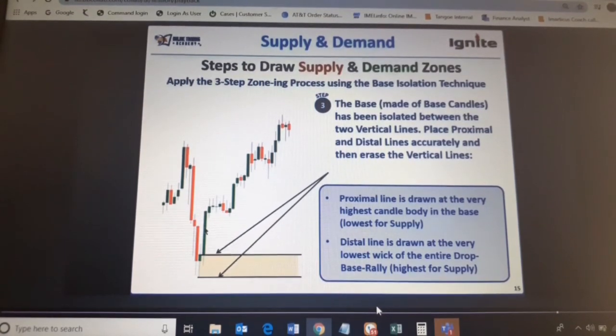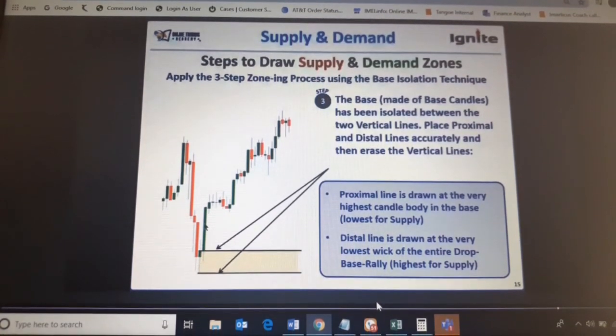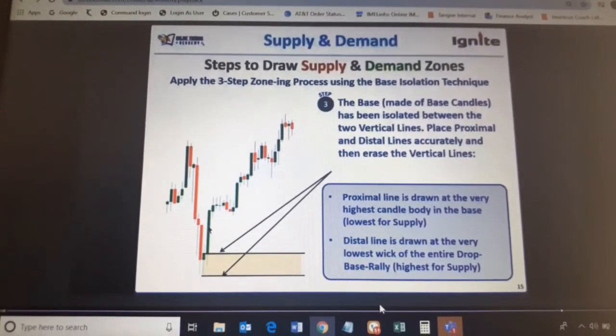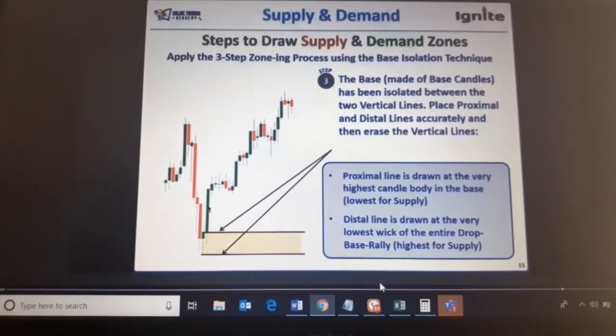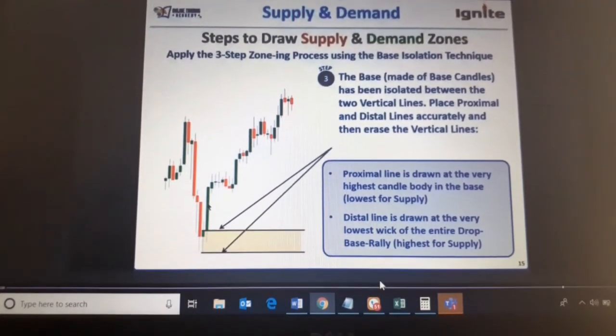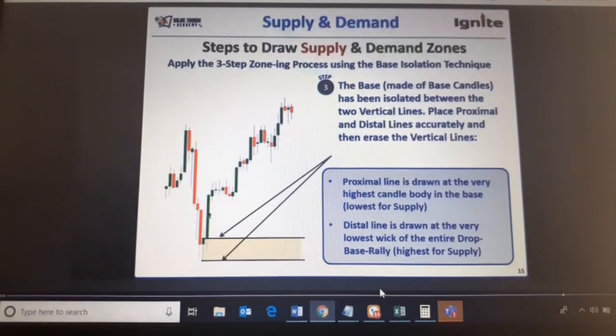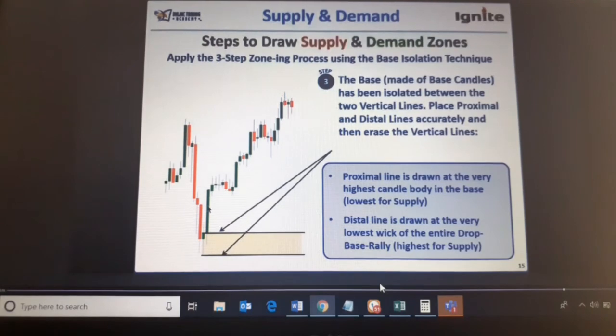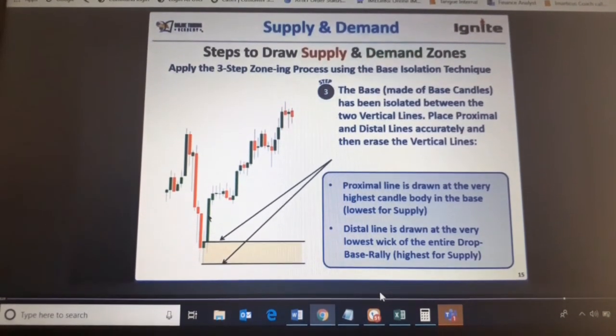You have to draw a vertical line on your leg out first, then leg in, then you draw the zones. Once we go after two or three sessions, we will directly mark our demand zones and supply zones. We will not mark a vertical line on the leg out, we will not mark a vertical line on the leg in. We will directly mark the demand zones and the supply zones. This is just for your ease. Once you are new, you can draw vertical lines on both the leg out and the leg in to isolate the bases.